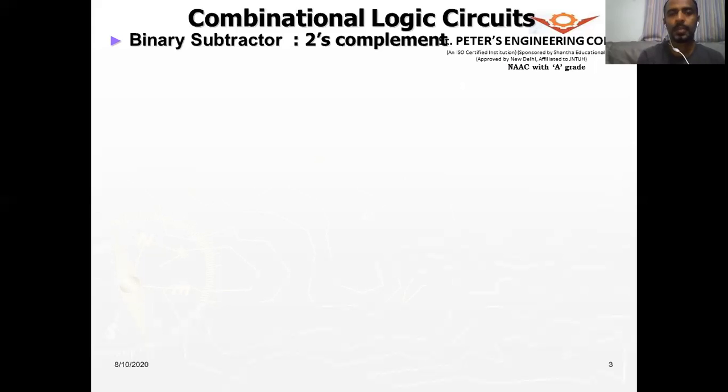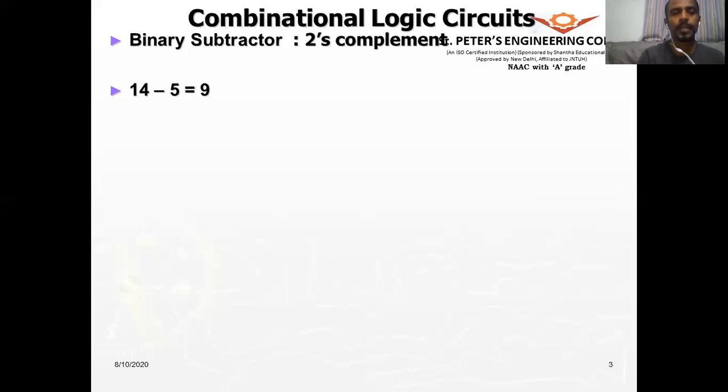What do I mean? Let us take this example and understand it properly. So we will do the 2's complement method of subtraction. We can also use the 1's complement method, but we will stick to the 2's complement method. Why? Because here the circuit we are designing is using the 2's complement method. Anyway, so let us get started.